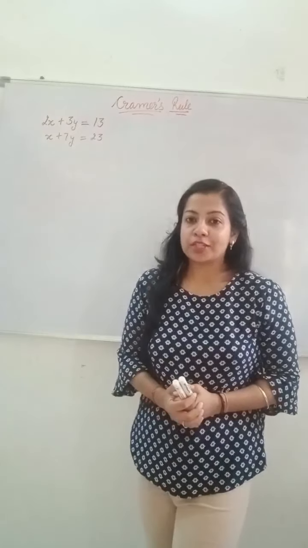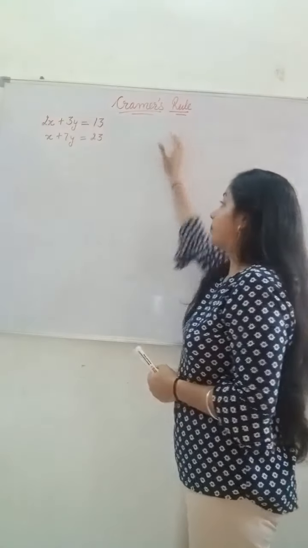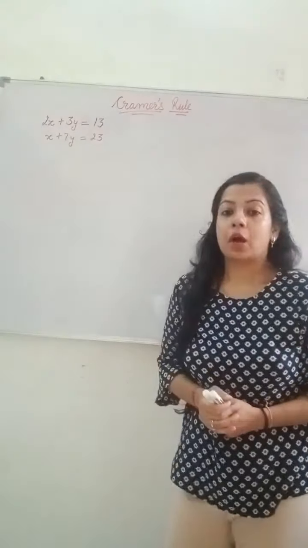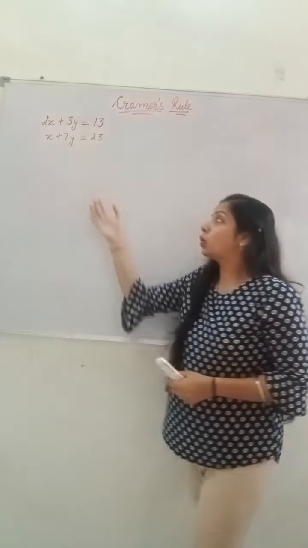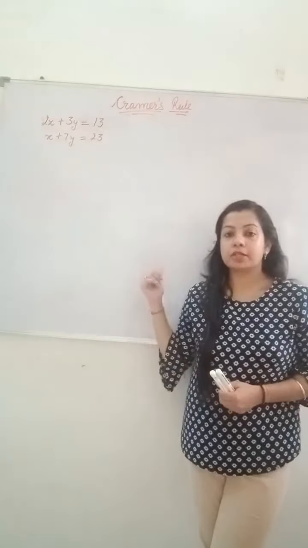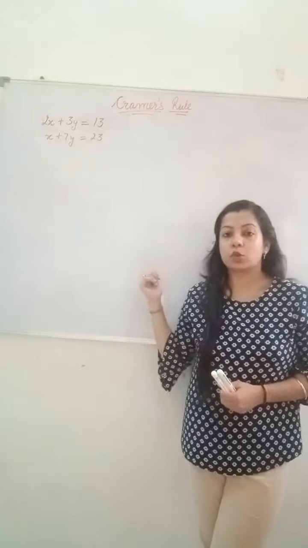Today I am going to discuss Cramer's rule. Now, here you can see I have two linear equations such that 2x plus 3y equals 13, x plus 7y equals 23. Now, to solve these equations by Cramer's rule, first of all, I have to put them in matrix form, that is Ax equals B form.